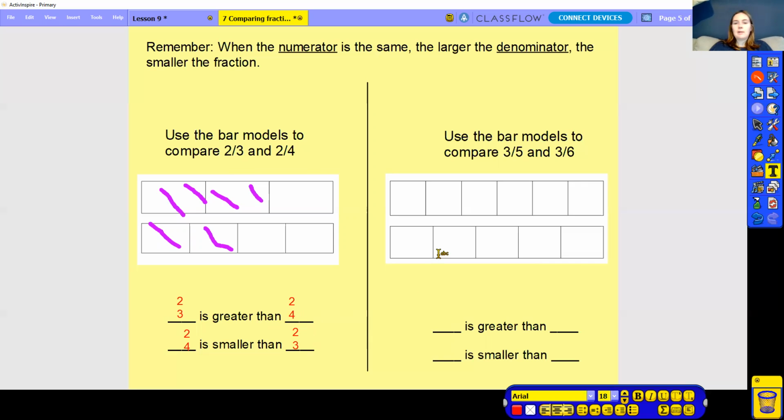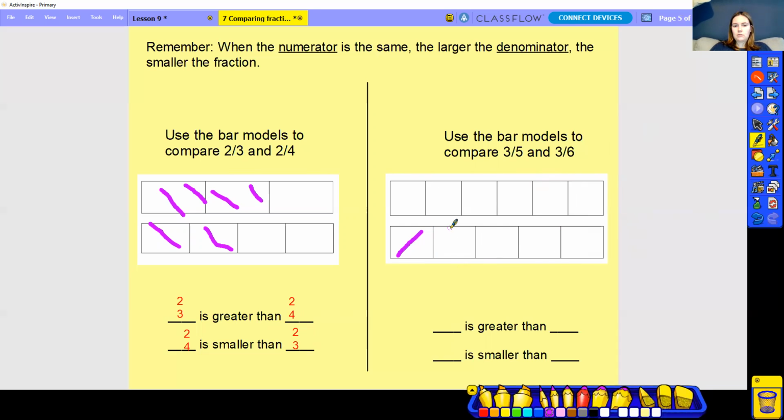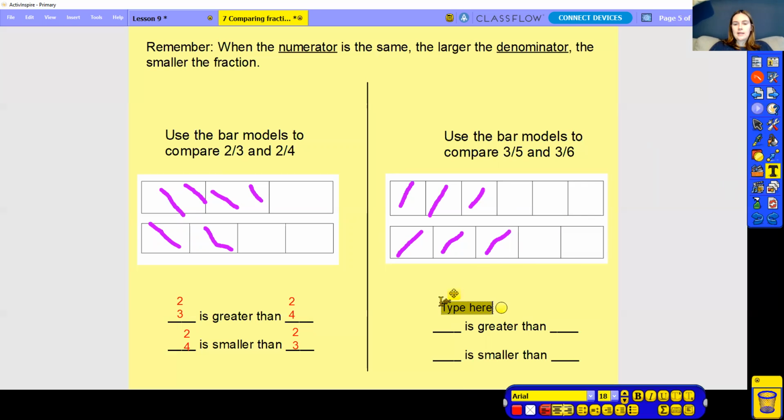Okay, and then this one here, use the bar models to compare 3/5 and 3/6. This top one is 1, 2, 3, 4, 5, 6, and the bottom one is 1, 2, 3, 4, 5. So we've got 3/5, which is 1, 2, 3, and 3/6, which is 1, 2, 3. You can see that 3/5 is larger than 3/6. So we're going to write 3/5 is greater than 3/6, and 3/6 is smaller than 3/5. Obviously, you would put your lines in, but I'm just doing it this way to make it quick for you.